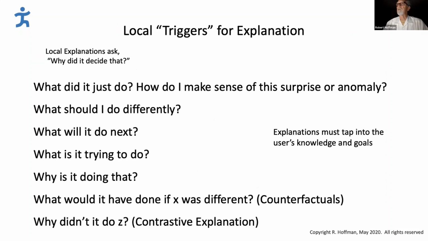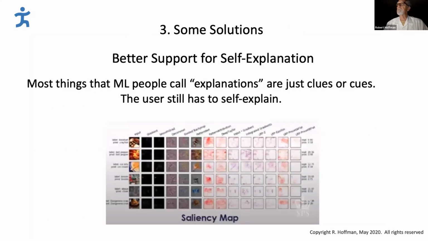And then there are also local triggers. Why did it just do that? How do I make sense of this surprise or anomaly? What should I do differently? What will it do next? What is it trying to do? Why is it doing that? What would it have done if X were different? Why didn't it do Z? And these are what's called local explanations that have more to do with how the AI system made some particular determination or particular decision. And these explanations also must tap into the user's knowledge and their goals.